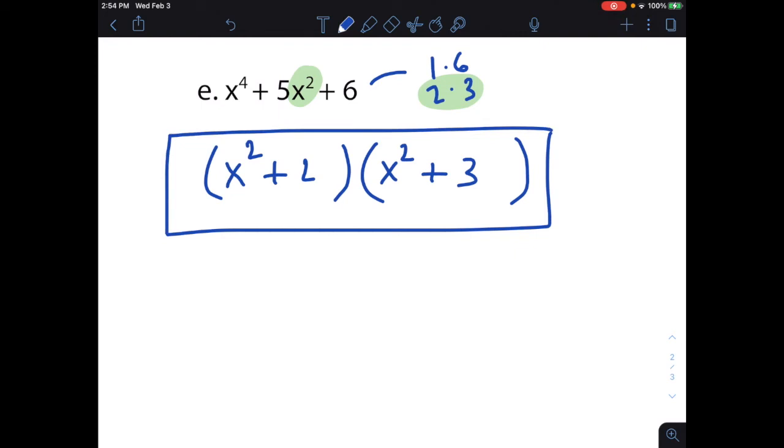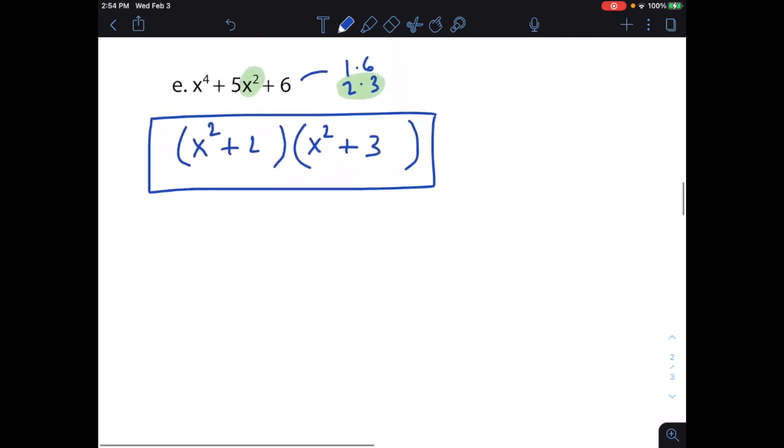Okay, so the only difference with this is when we have that even exponent that's greater than 2, we just split it in half. So x squared and x squared is half of 4, right? All right, so that's another scenario that you're going to run into.